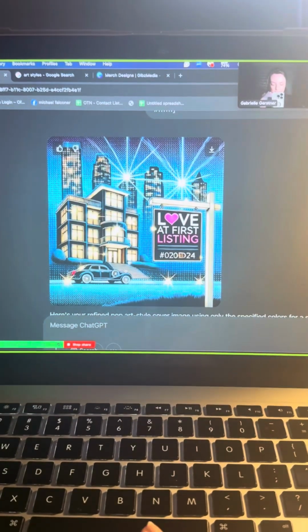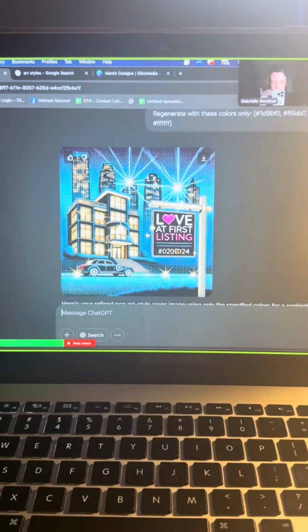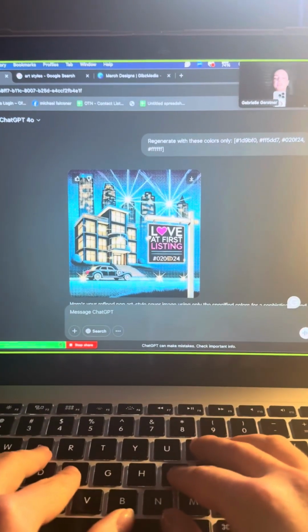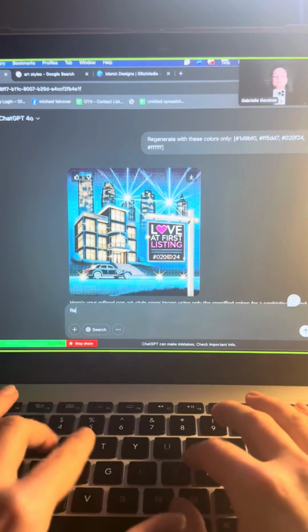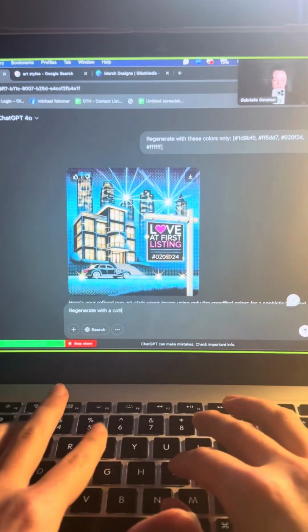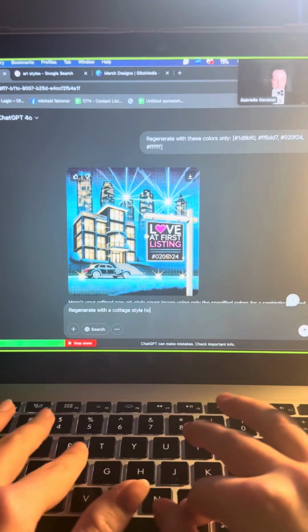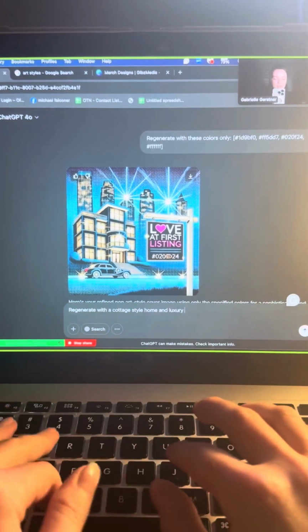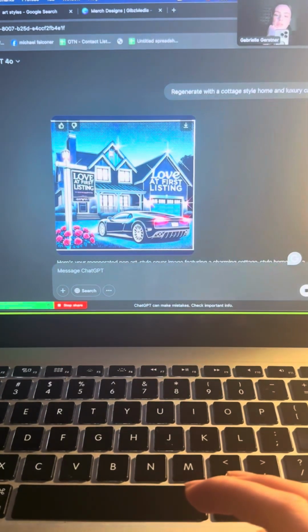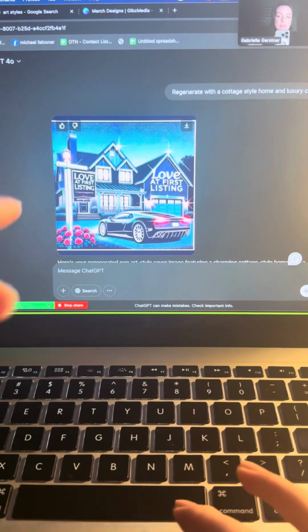Oh, the card has like a random wheel. Okay, so obviously there's problems with the realistics, but I like the card being like old and fancy. With a cottage style home and a luxury car. Here, but so we're modern. Now, okay, here's the next part.